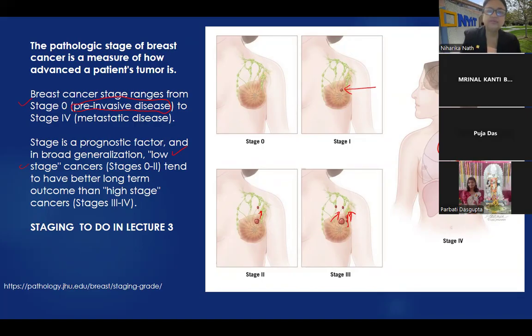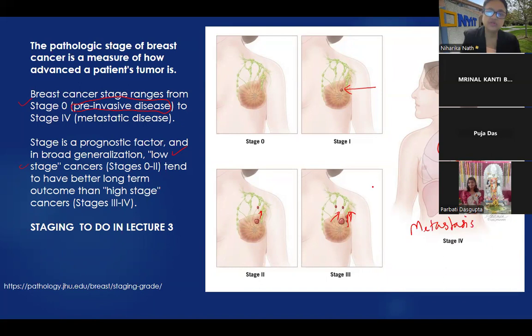So really, stage 4 is where we can call it by different names. Stage 4 is the one that is really in metastasis. So this one is in metastasis, and it is cancer.